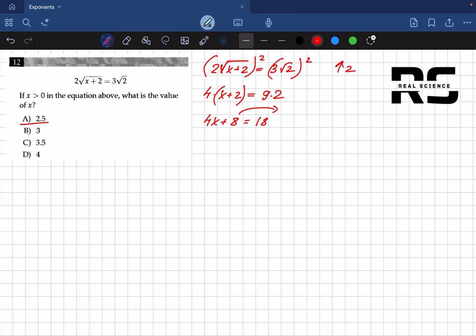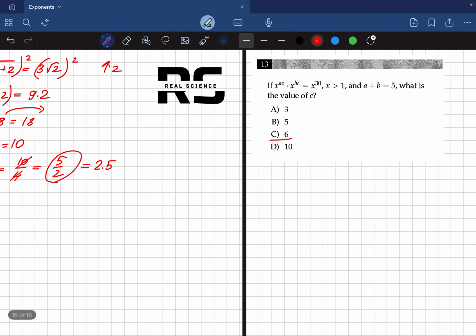Let's just send 8 to the right side. That's going to be 4x is equal to 18 minus 8 is 10, and x is equal to 10 divided by 4. And if we reduce both sides, that's going to be 5 over 2. So that is exactly 2.5. The answer is A.